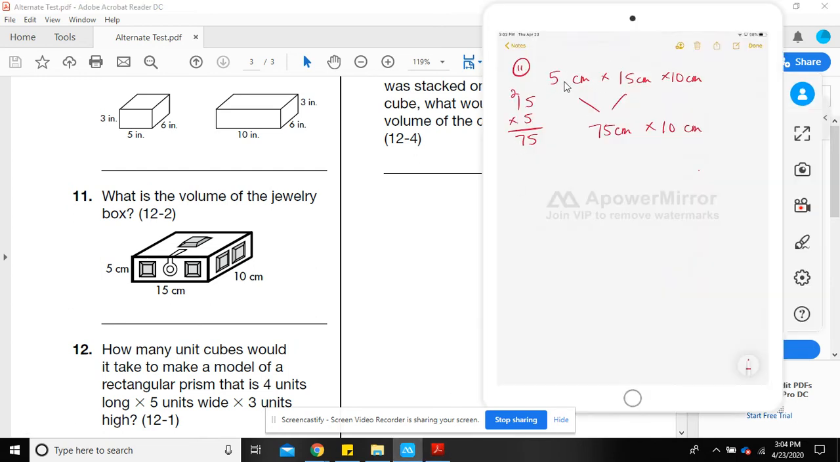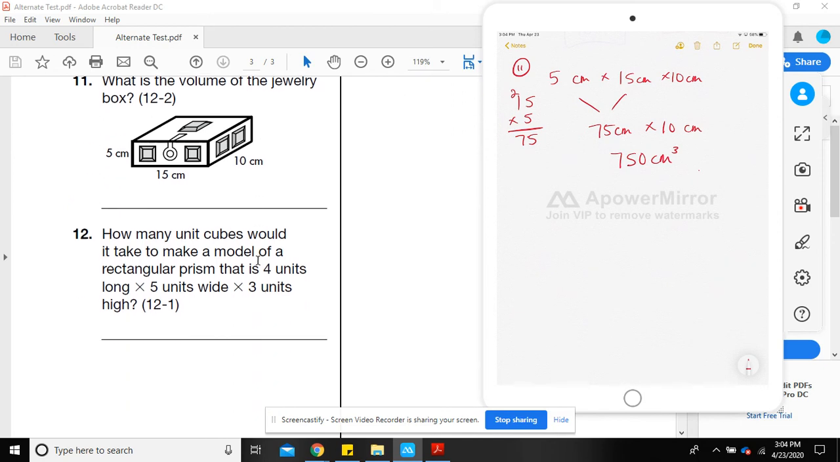Okay, we have 5 centimeters by 15 centimeters by 10 centimeters, just like where it's shown here. I took my 15 times my 5 and found out that that's 75. 75 centimeters times 10 centimeters. Easy peasy lemon squeezy. I can just add a 0, 750 centimeters cubed. Don't forget that. 750 centimeters cubed is the volume of this jewelry box.